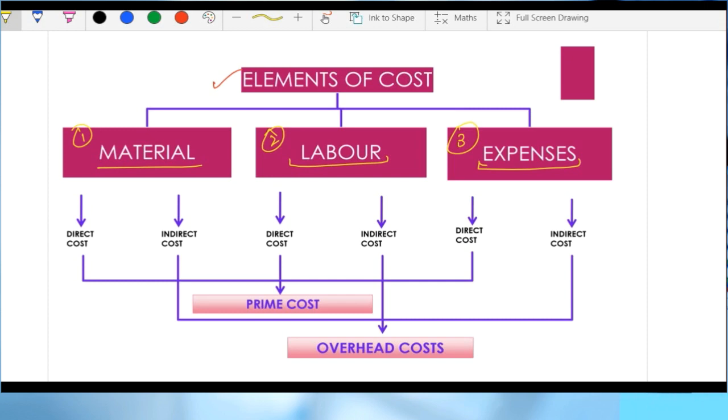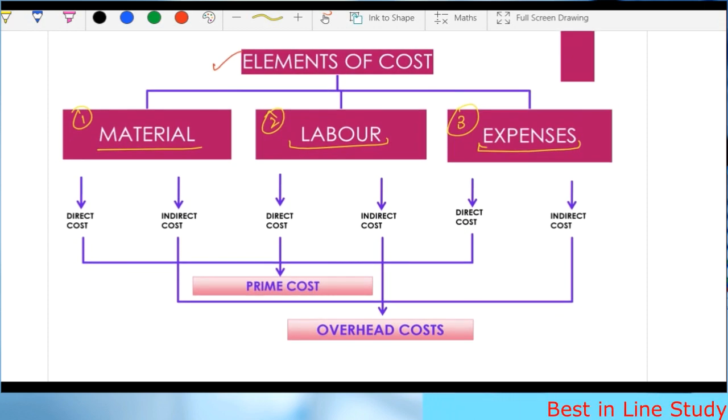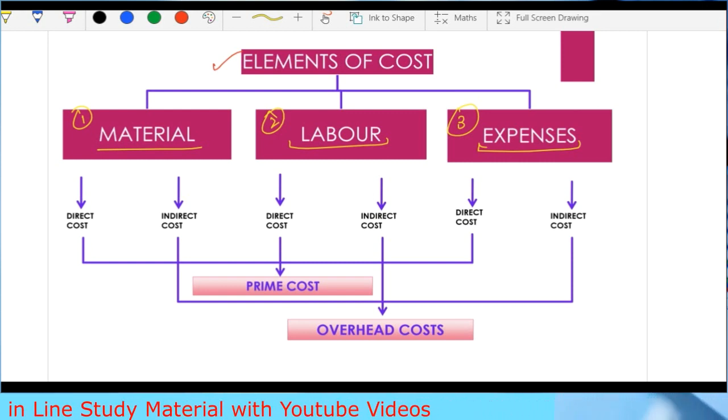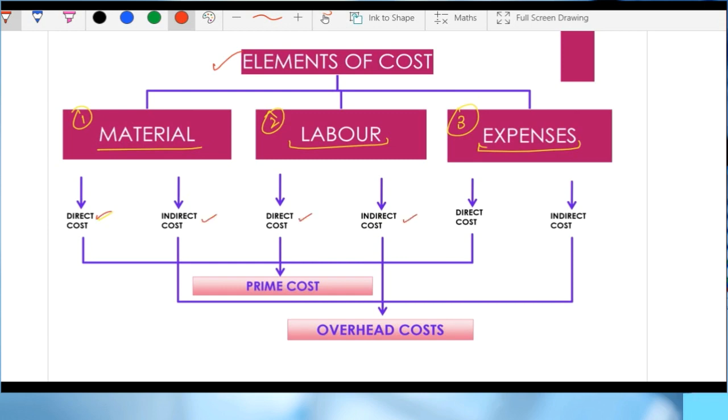Now we can further classify these elements of cost into direct and indirect. So what is a direct cost and what is an indirect cost? I will explain this in this very lecture. I have divided material into direct and indirect, labor into direct and indirect, and expenses into direct and indirect.